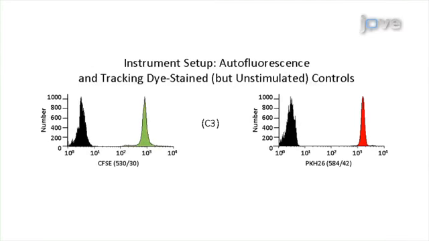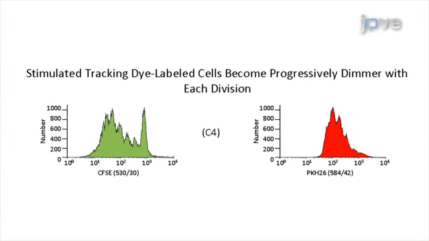Stimulated but tracking dye unstained controls are used to establish the lowest daughter cell fluorescence intensity that can be distinguished from autofluorescence. Tracking dye-labeled but unstimulated controls are then used to establish the fluorescence intensity at which the undivided cells will be detected. Stimulation typically results in a broad range of intensities as cells proliferating in response become progressively dimmer, but non-responders do not.